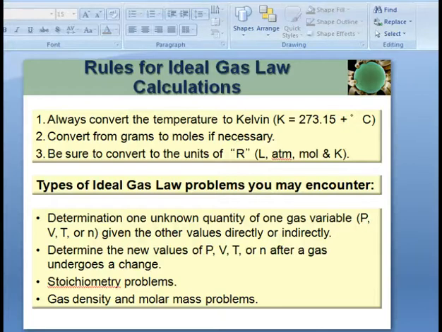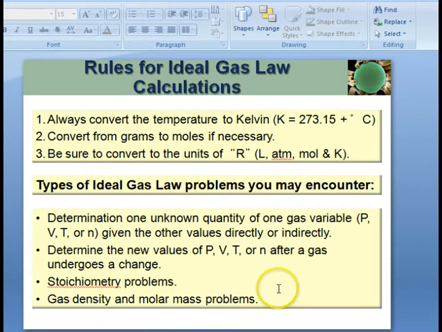If you use a different value of R, where the pressure is in millimeters of mercury or kilopascals, then you'd want your pressure to be in the appropriately similar units. In every case, though, we want our temperature to be in Kelvin, and we want grams to be converted to moles, which we know how to do, and then also we want volume to be in liters. So it turns out the units of R tell you specifically what units the rest of the variables must have.